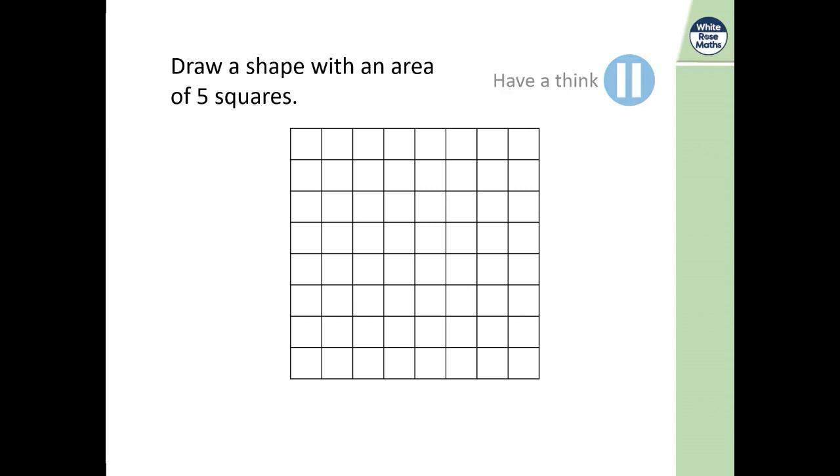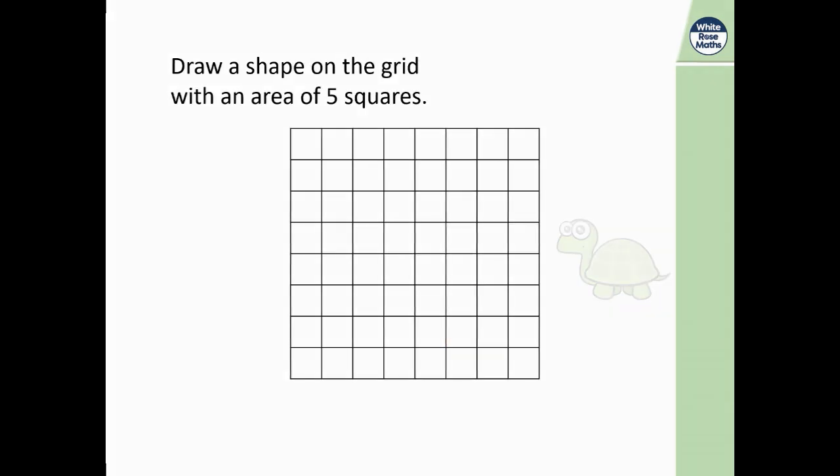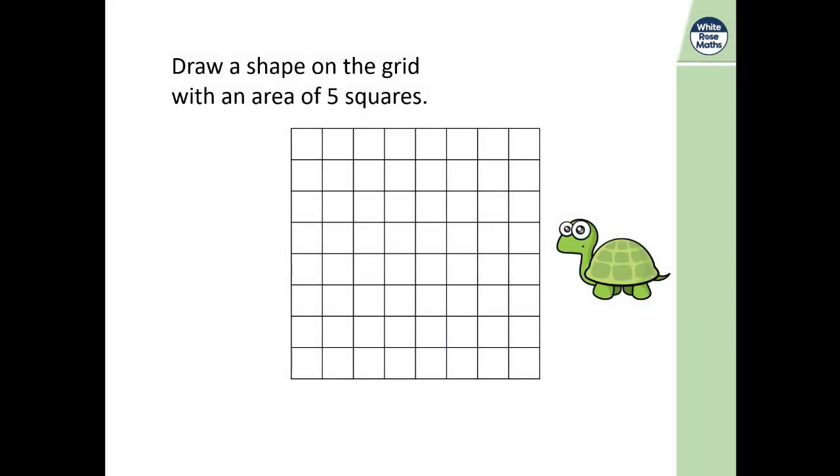You could have drawn one like this. So we would have had 5 in a row. You could have drawn one like this. So 2 and 2 with a 1 underneath. Or you could have drawn one like this. Looks a bit like a plus sign. What did you come up with? Tiny wants to have a go at that question.